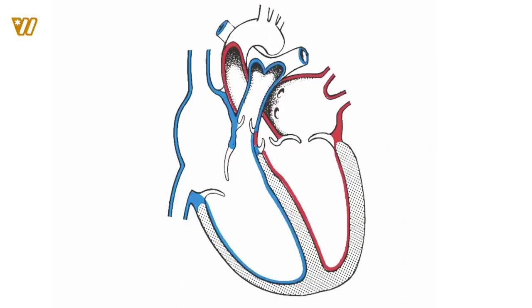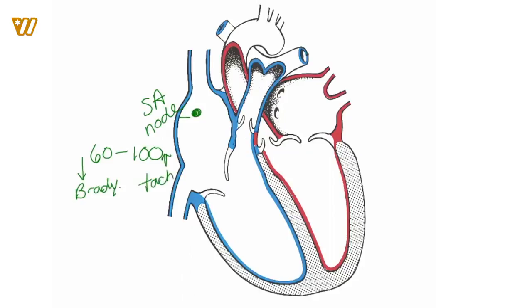One thing that's pretty cool about the heart is that it has its own electrical source called the SA node. The SA node is what we consider to be the pacemaker of the heart, and it can self-generate action potentials, which then spread to other cells. The SA node is going to fire between 60 and 100 beats per minute. That is what a normal pulse should be. Anything below 60 is bradycardia, anything above 100 is tachycardia.